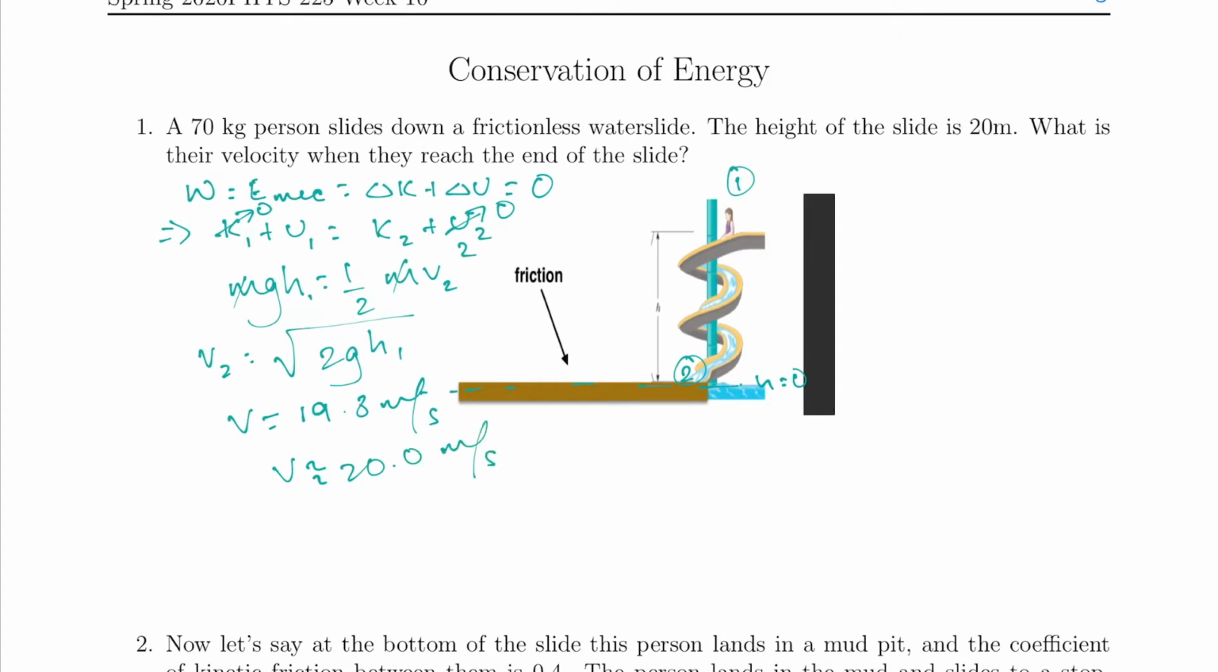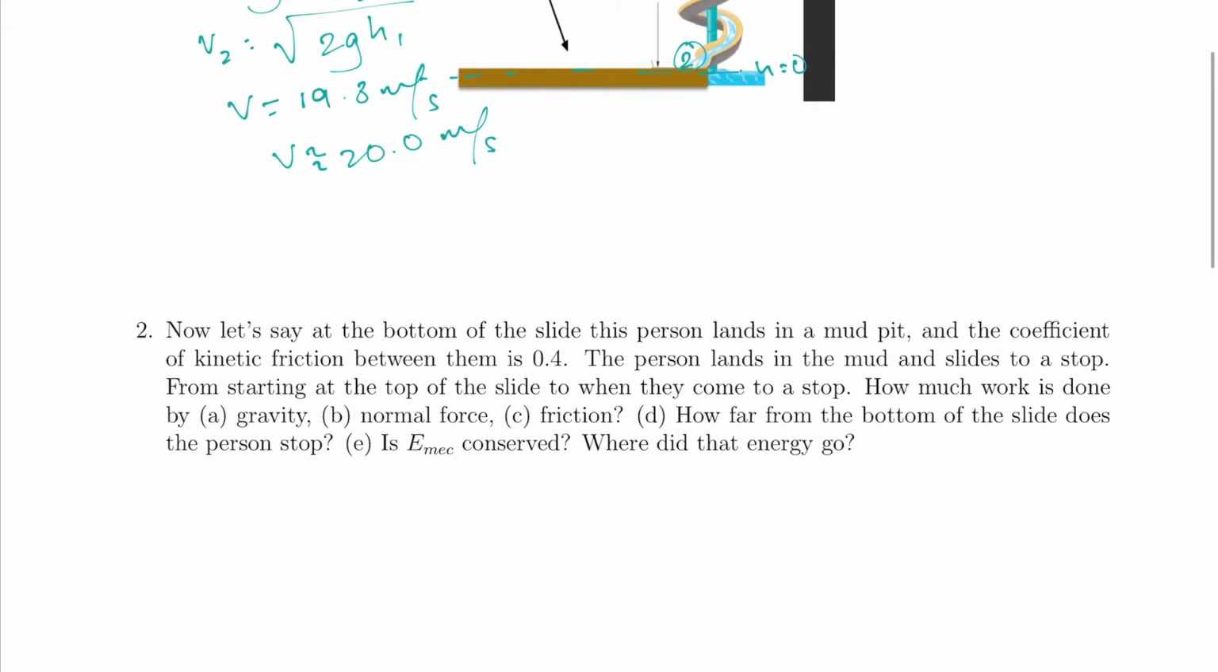Now in the second part it says, now let's say at the bottom of the slide this person lands in a mud pit and the coefficient of kinetic friction between them is 0.4. The person lands in the mud pit and comes to a stop, starting from the top of the slide. When they come to stop, how much work is done by gravity, normal force, friction? How far from the bottom of the slide does the person stop? Is the total energy conserved? Where did that energy go?